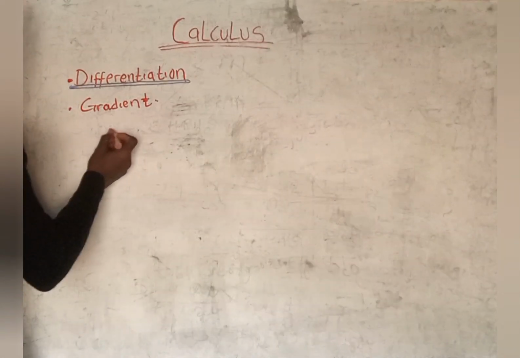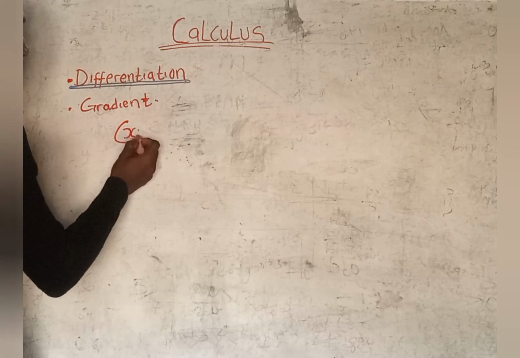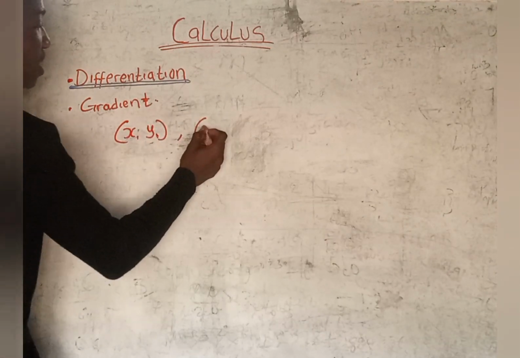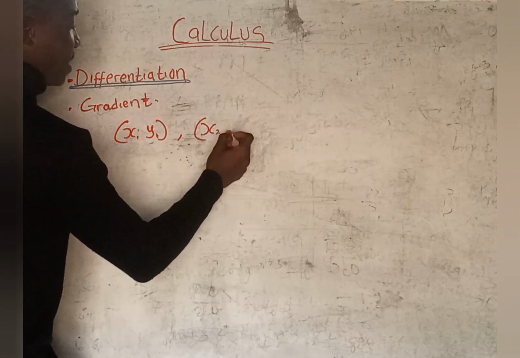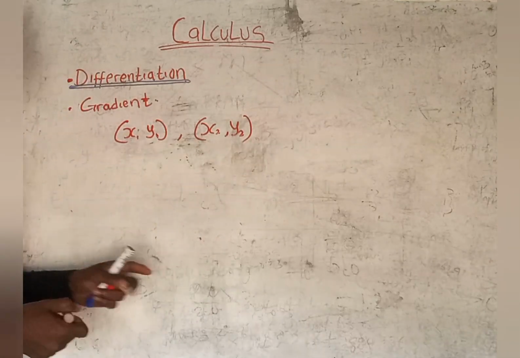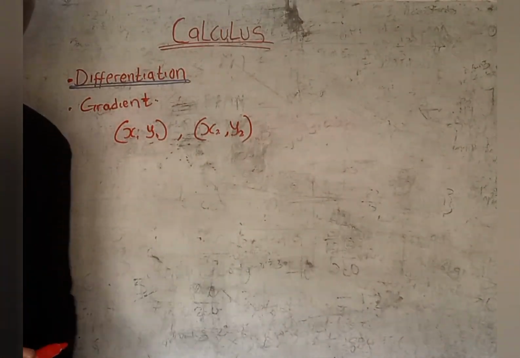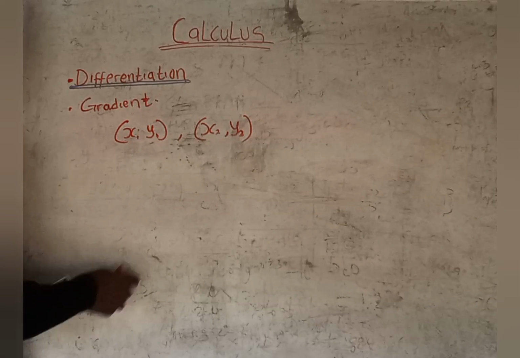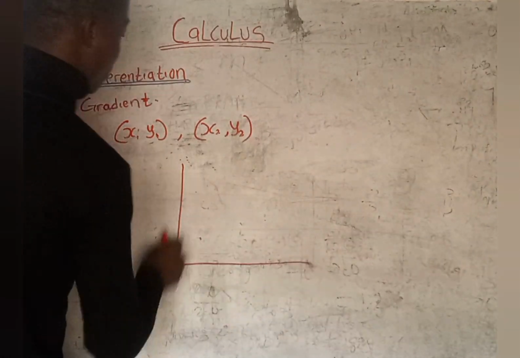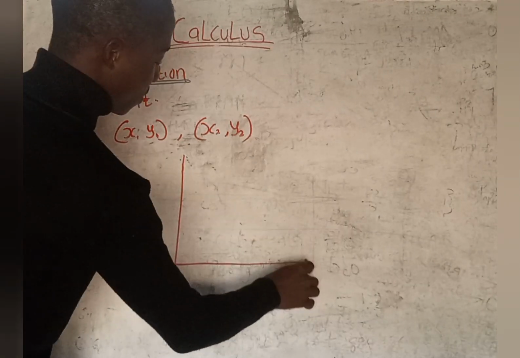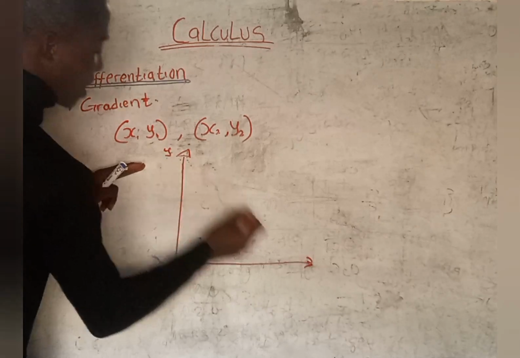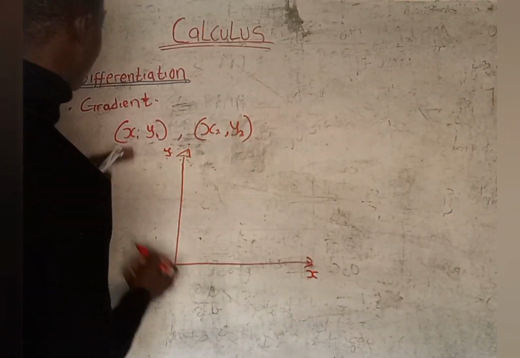Let's assume that we are given two coordinates, x1 and y1, and another one, x2 and y2. On our graph, this is how these coordinates will look. This is the y-axis and this is the x-axis.